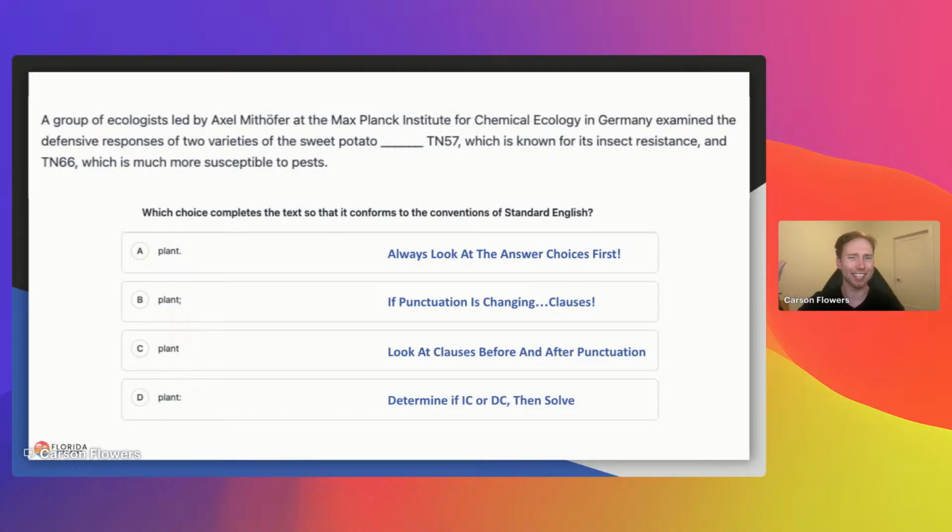Now, does this need a pause there? Would it make sense if I read straight through sweet potato plant TN57? No, you need a pause, right? In addition, what's happening is we have a full sentence before and we have a list after. If we have a list, then we definitely need to use a colon. Therefore, D is going to be the correct answer for this question because TN57 and TN66 are a list representing the two varieties of the sweet potato plant.